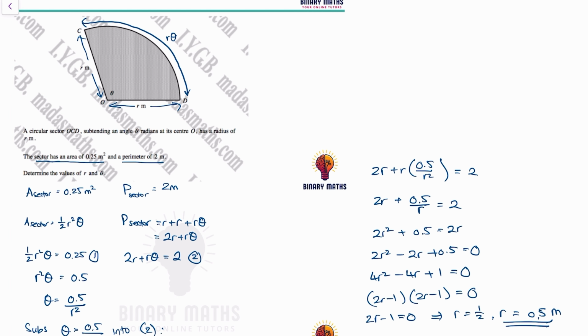So r is equal to 0.5 meters. Now I need to also find theta. Since theta is equal to 0.5 over r squared, it must be equal to 0.5 over 0.5 squared. If I put that into my calculator, I end up getting 2, which means theta is equal to 2 radians. So that is the solution for that. It's just setting up two equations and then solving them simultaneously.